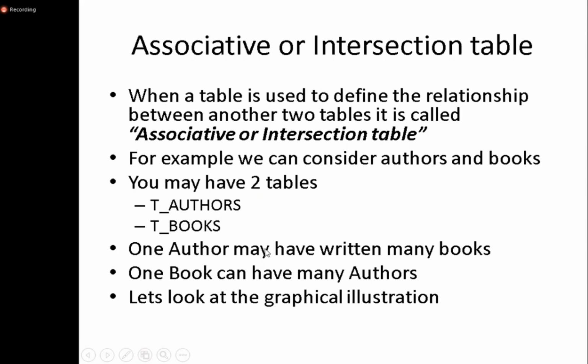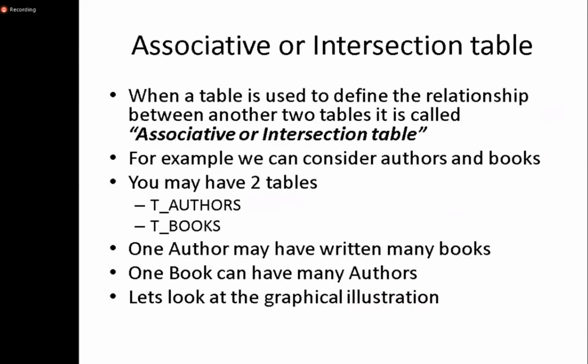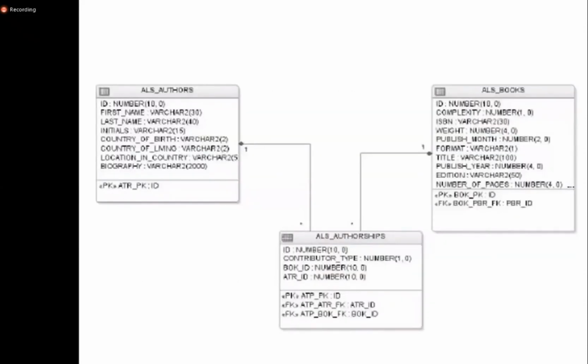because one author may have written many books, and the other thing, a given book can have many authors. Therefore, we have to go for another arrangement like this, which we call an associative or intersection table in between books and authors.